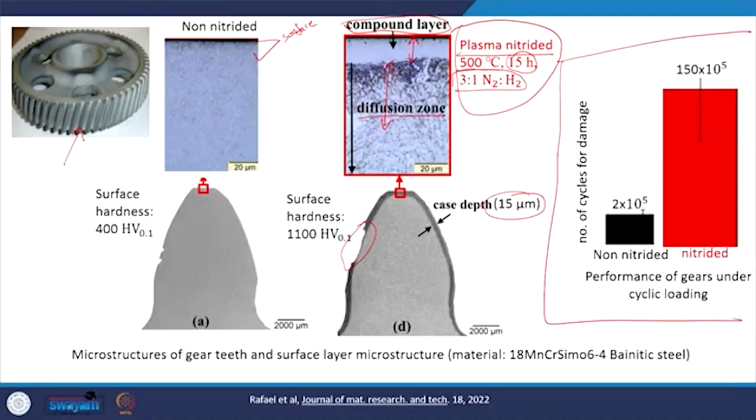That is called cyclic loading. The number of times I need to do this bending to break it is called the number of cycles for damage. So, what you can see here is that when we do non-nitrided, that means no nitriding treatment, you just made the gear, then it will sustain only this many number of cycles. But when you do nitriding, you see the enhanced lifetime of the component, a drastic improvement, right. So, almost about 100 times improvement in the life of the component.